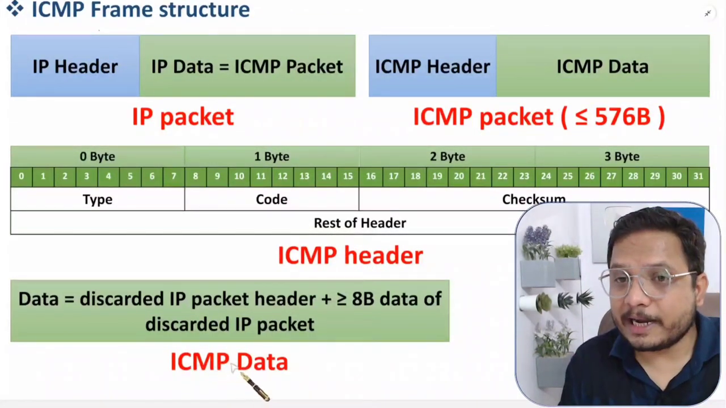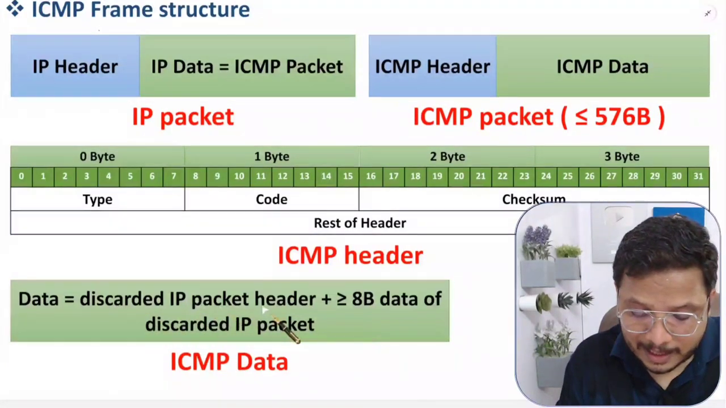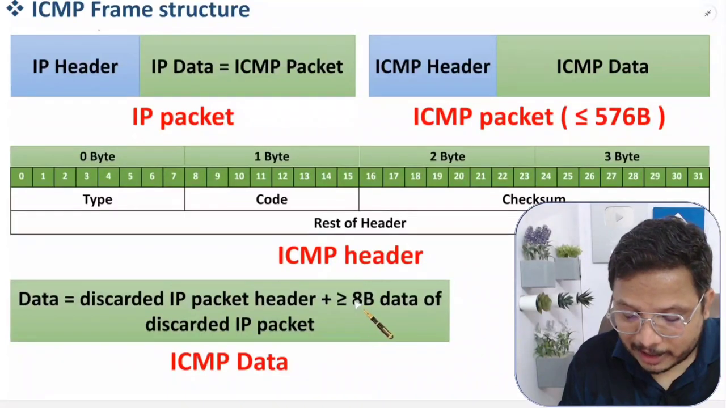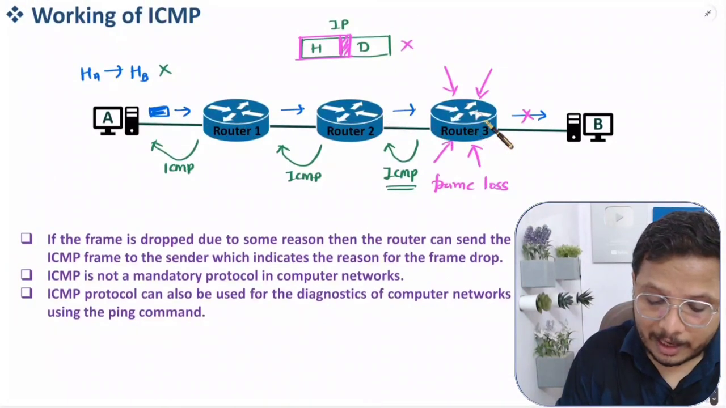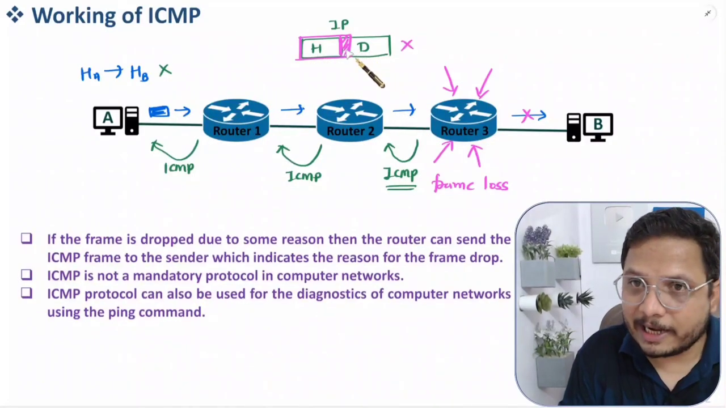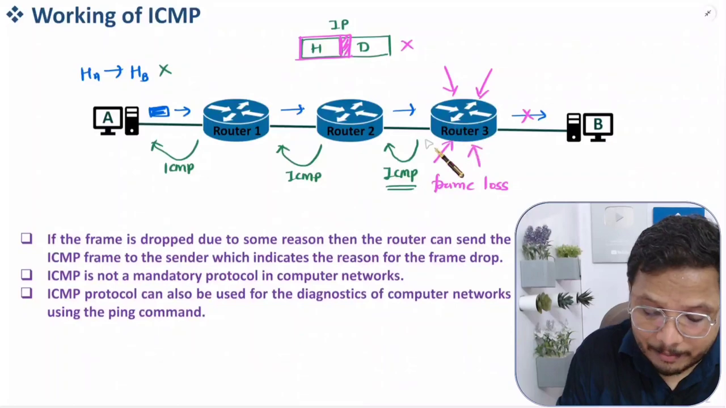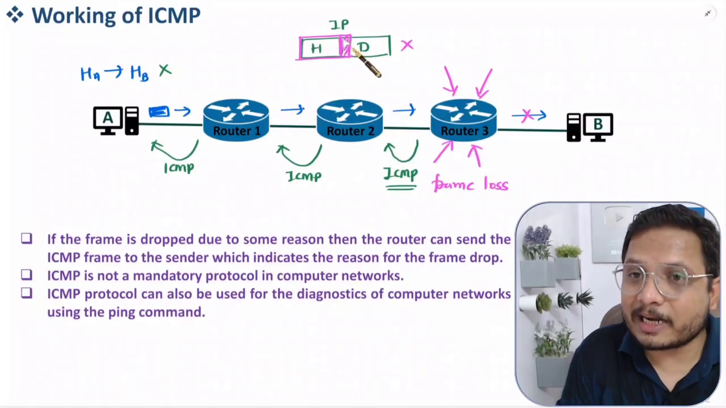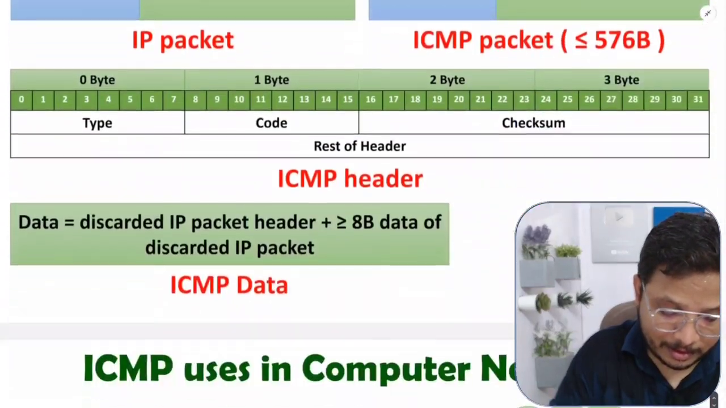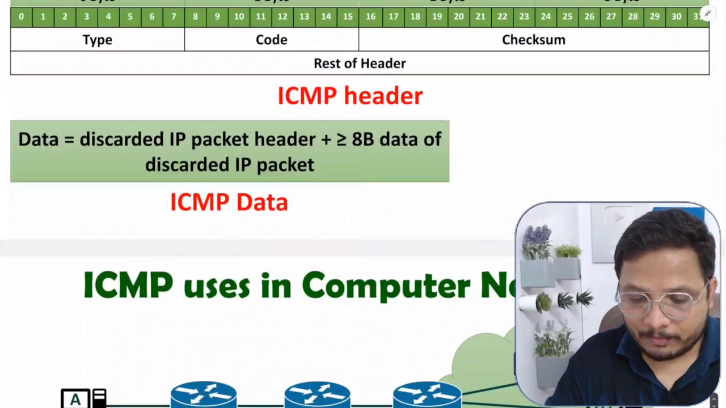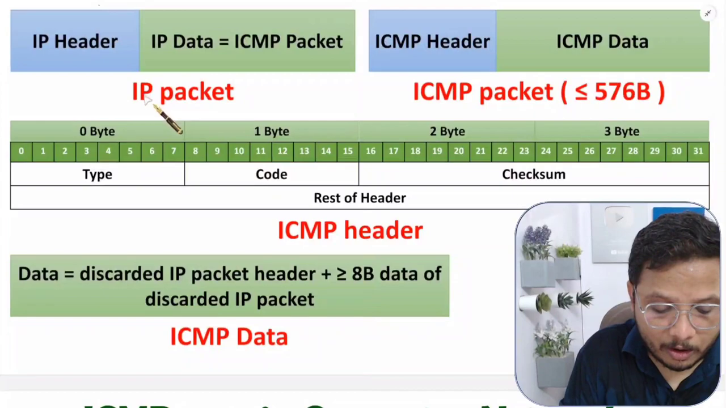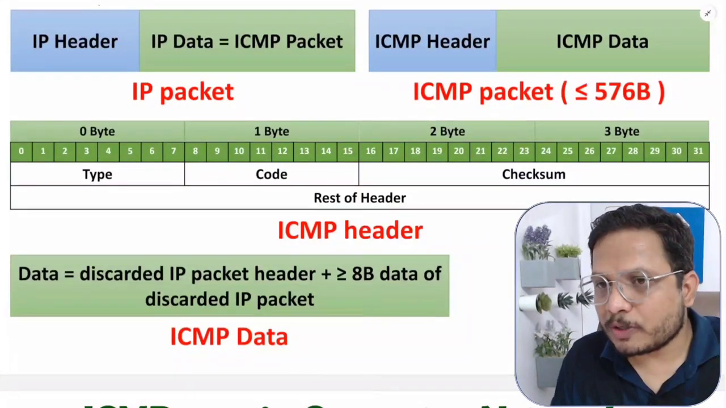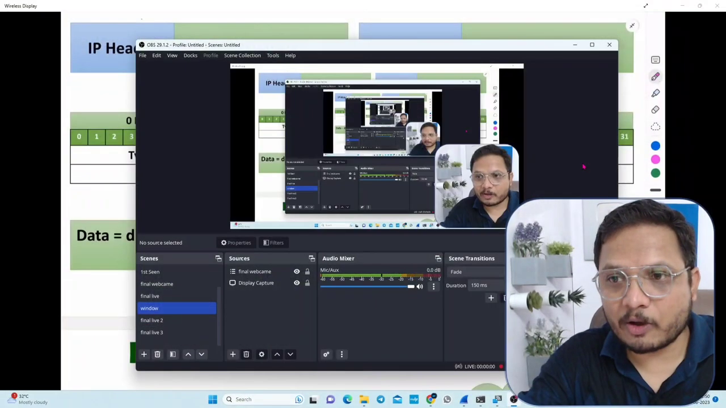The ICMP data is the discarded packet's header plus 8 or more bytes of data from the discarded packet. For example, if you transmit one frame and this frame is getting dropped over here, then this frame has a header plus data. So in the ICMP data, we add the header plus 8 or more bytes of data in the data part of the ICMP data. In total, the ICMP packet is the ICMP header plus the ICMP data. Let me show you that practically. For that, I need to take you to my computer screen.